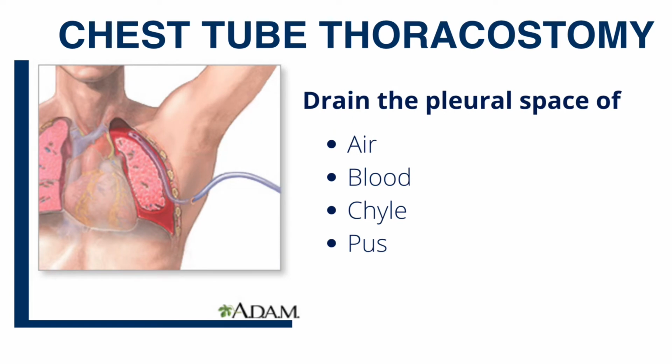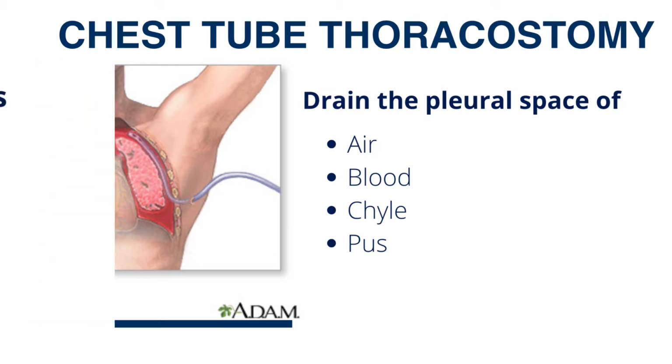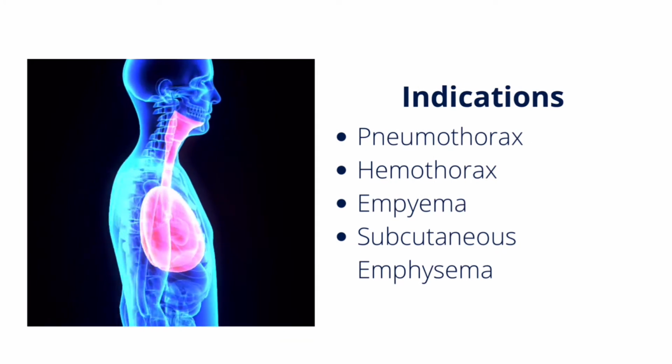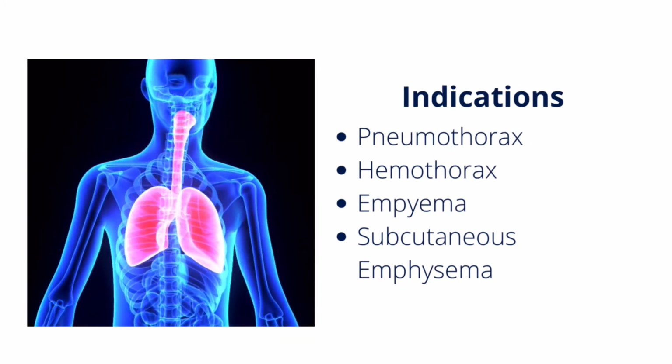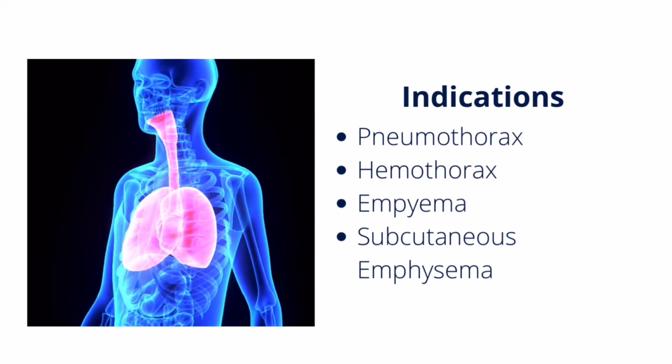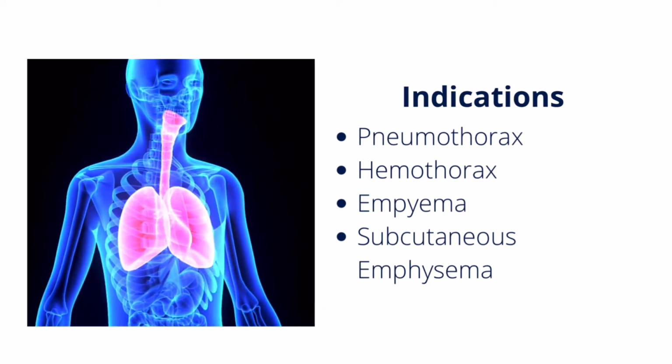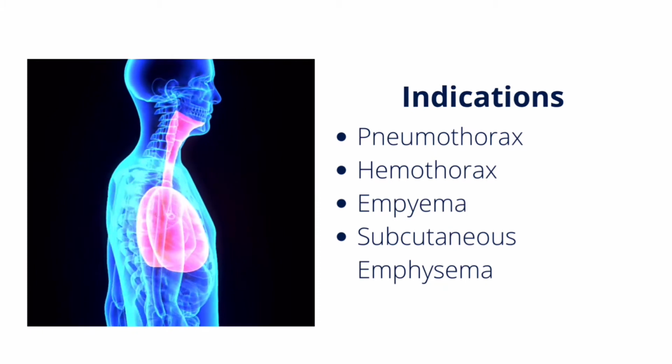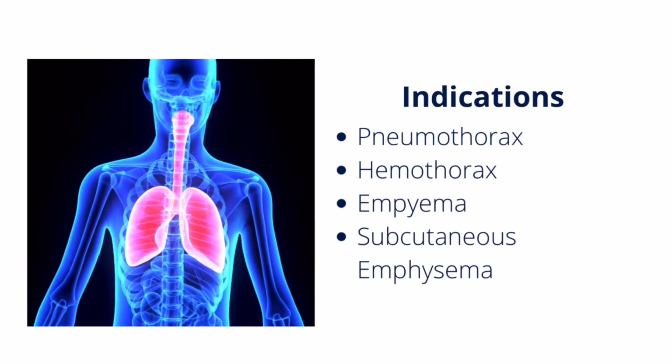Chest tube thoracostomy is an essential skill of a physician to deal with certain pleural diseases. It is a procedure where a hollow tube is inserted between the ribs into the pleural space to drain air, blood, chyle, and pus, and any other fluid. It is indicated in patients having pneumothorax, hemothorax, hemopneumothorax, empyema, and subcutaneous emphysema, and in a patient who has sustained chest wall trauma requiring ventilator support or general anesthesia.